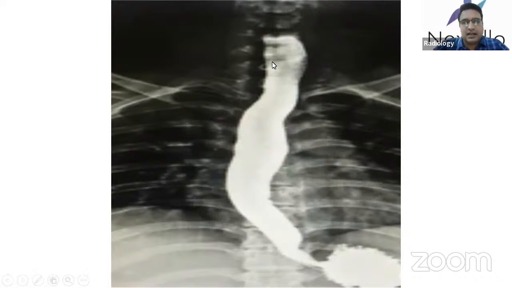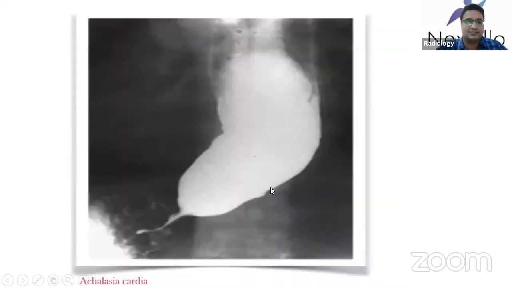Now what we are looking at, can you appreciate, students? Can you appreciate this esophagus? Now what is this? This is the gastroesophageal junction and the contrast is passing into the stomach. So this is a normal barium swallow. Now let's come to the next image.